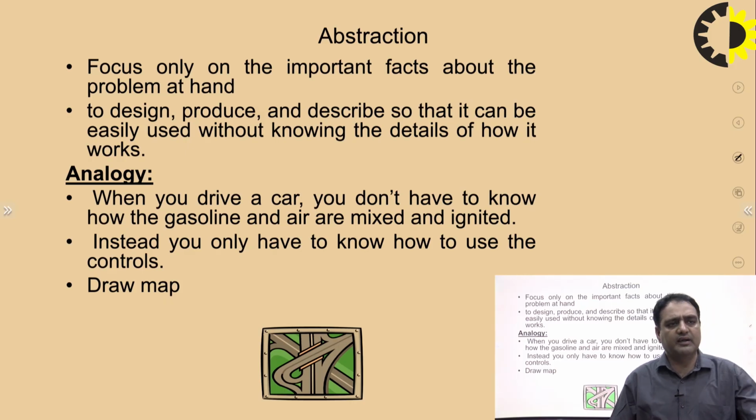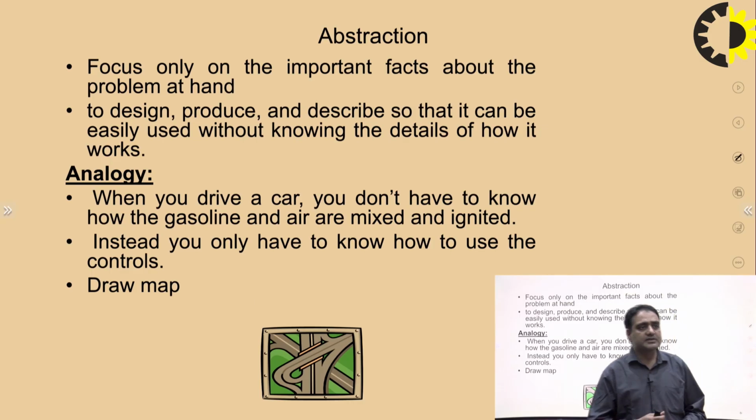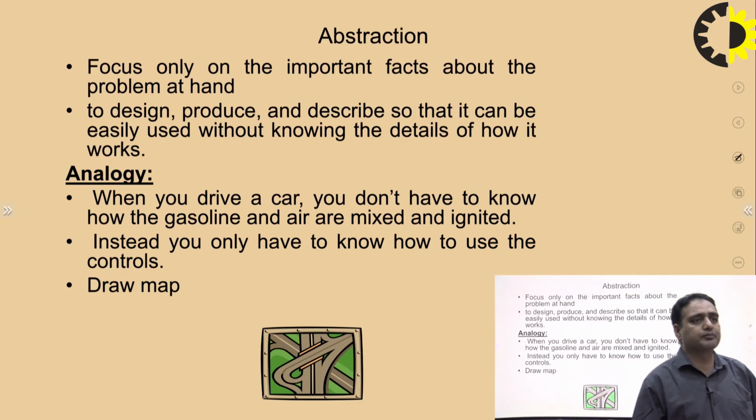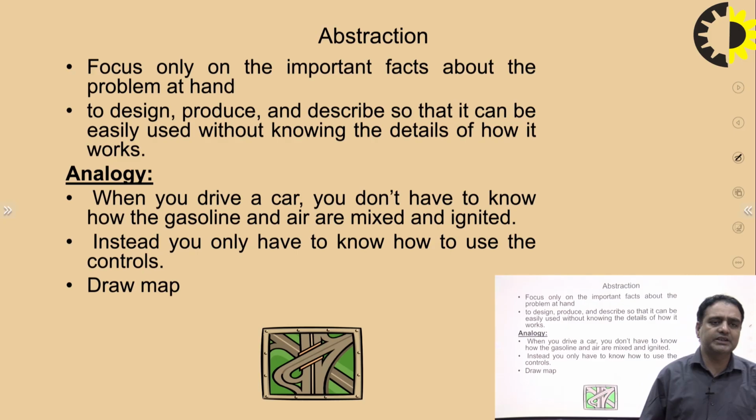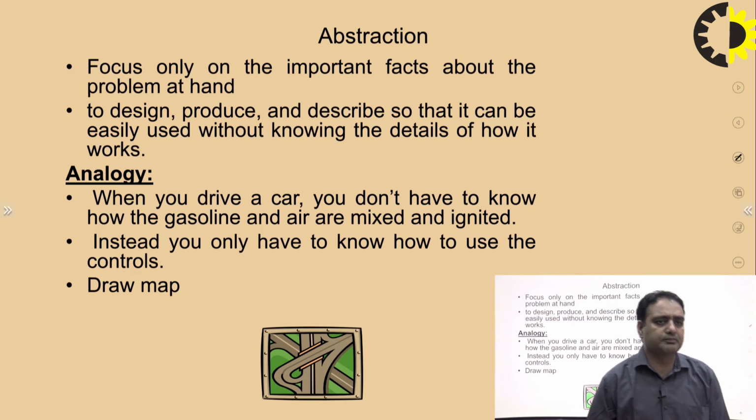So you can only declare the particular methods, and you can define them via the inheritance concept in the child class. Focus only on the important facts about the problem at hand, so that it can be easily used without knowing the details of how it works. You don't know the complexity of the program or of the particular methods; you only call the method, but you don't know the complexity inside it.